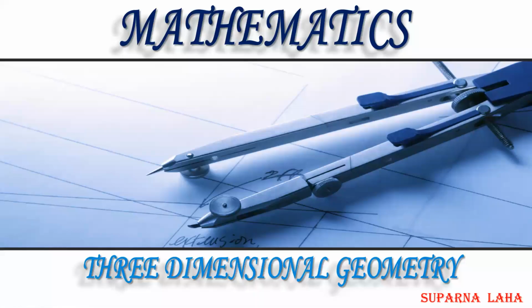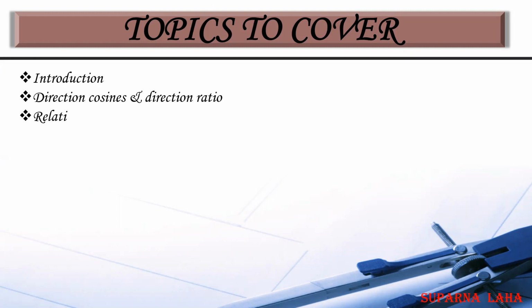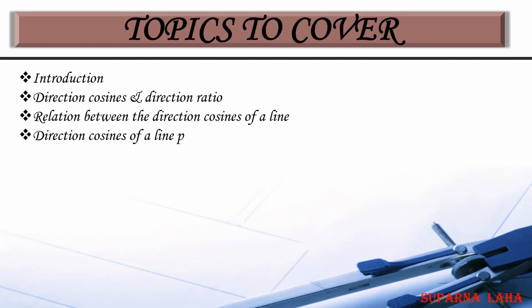Good morning, students. So let's start another new chapter, that is three-dimensional geometry. In this chapter, we will talk about the direction ratio and the direction cosine, the relation between these direction cosines and the direction cosines of a line if it is passing through 2 points. That is, if 2 points are given, then how to find its direction cosine.